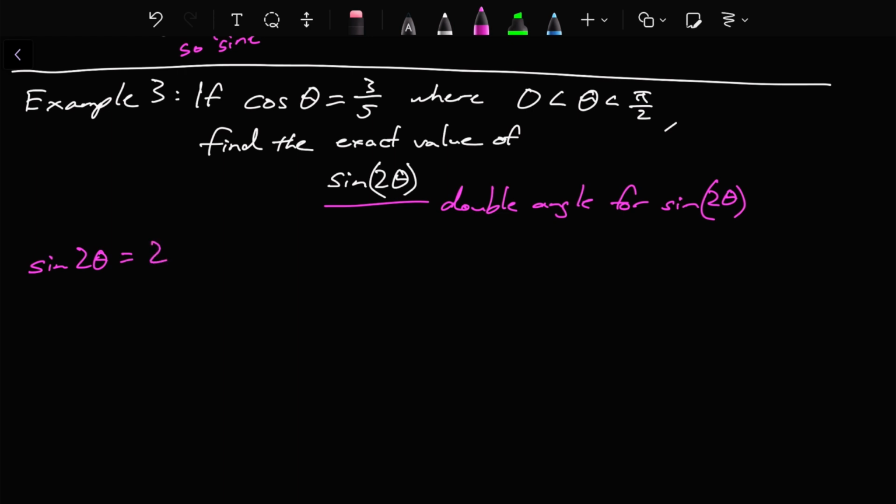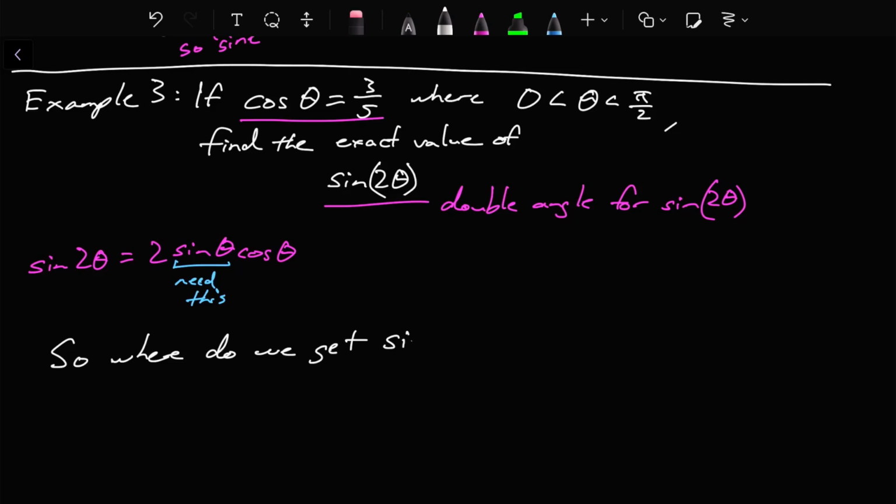Sine of 2 theta is equal to 2 sine theta cos theta. Now we have cos theta. It's here. But we don't have sine theta. So we need this. So we ask ourselves the question, where do we get sine theta? And the answer is not divide by 2, right? The answer is, well, what identity relates sine and cosine together, so when I have one of them, I can find the other one? Use the Pythagorean identity.